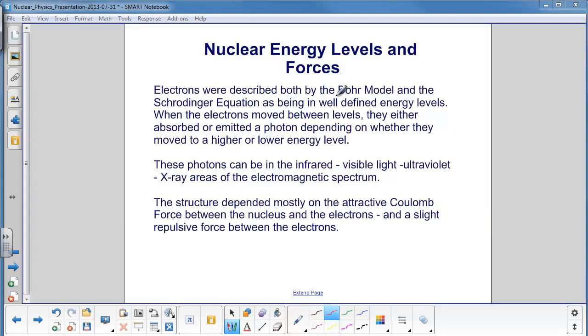Electrons were described by both the Bohr model and the Schrödinger equation as being in well-defined energy levels. When the electrons move between levels, they either absorbed or emitted a photon, depending on whether they move to a higher or lower energy level. These photons can be in the infrared, visible light, ultraviolet, or X-ray areas of the electromagnetic spectrum. The structure depended mostly on the attractive Coulomb force between the nucleus and the electrons, and a slight repulsive force between the electrons.